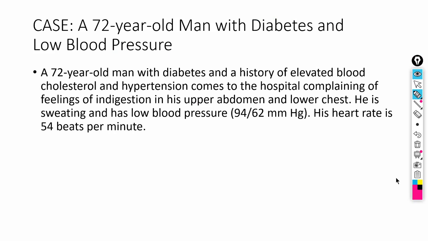A 72-year-old man with diabetes and low blood pressure. So a 72-year-old with diabetes and a history of elevated blood cholesterol and hypertension. So diabetes along with hypertension, these are all the risk factors for atherosclerosis. Comes to the hospital complaining of feelings of indigestion in the upper abdomen and lower chest. He is sweating and has a low BP, 94/62 millimeters of mercury. His heart rate is 54 beats per minute.